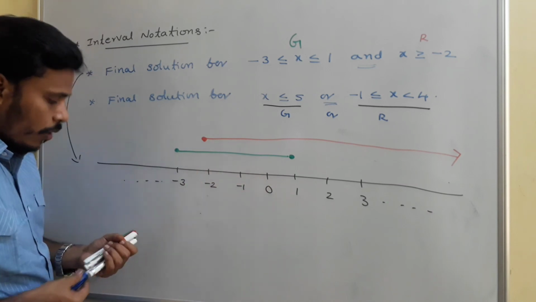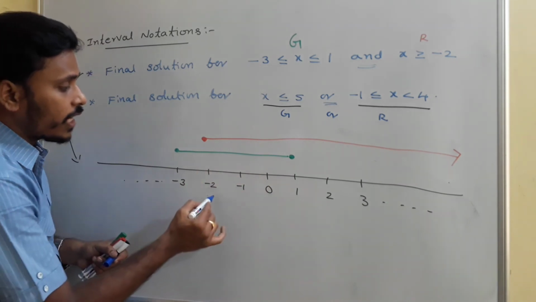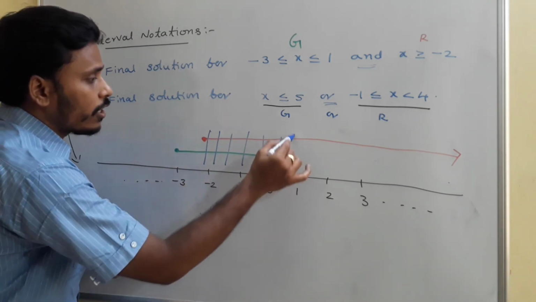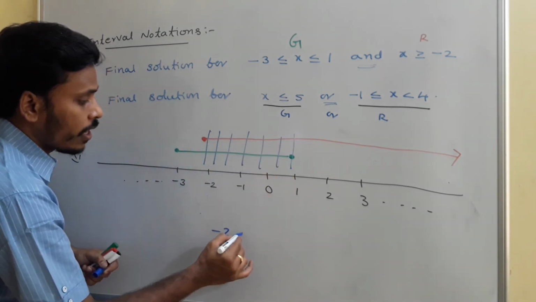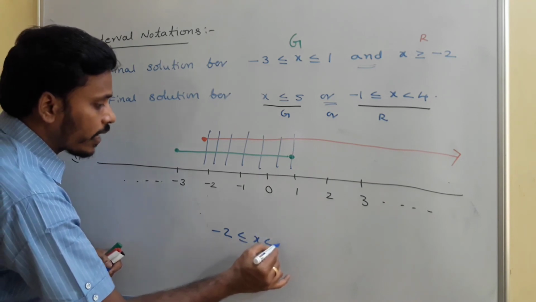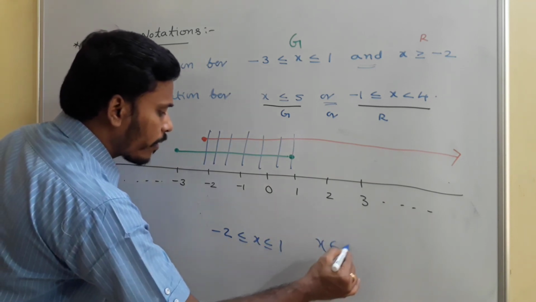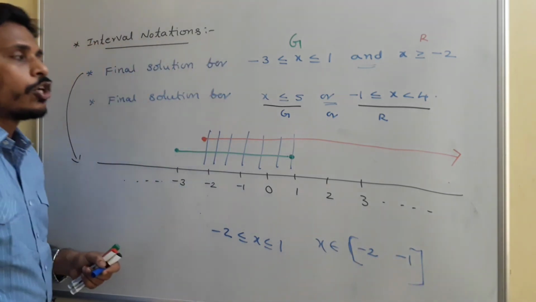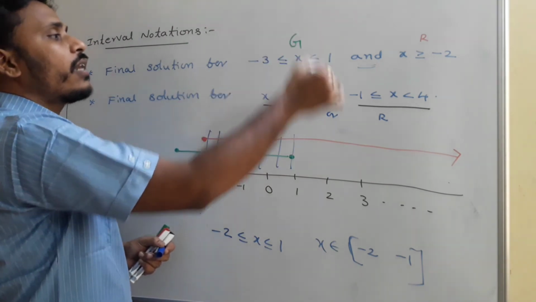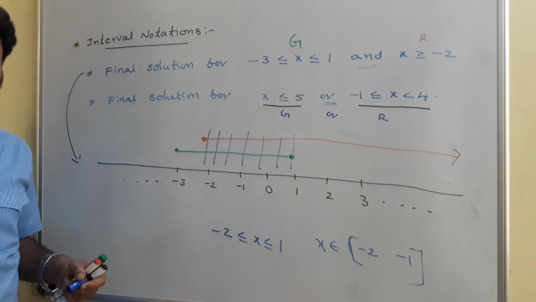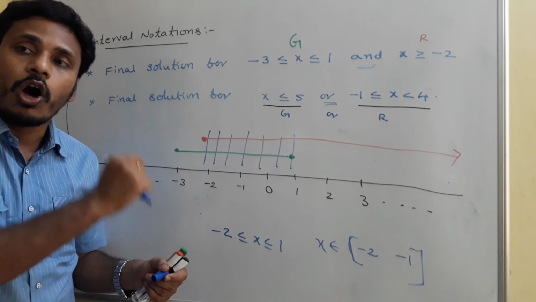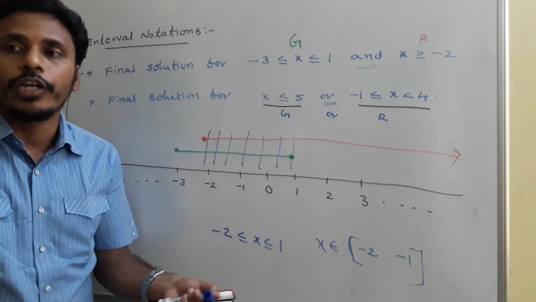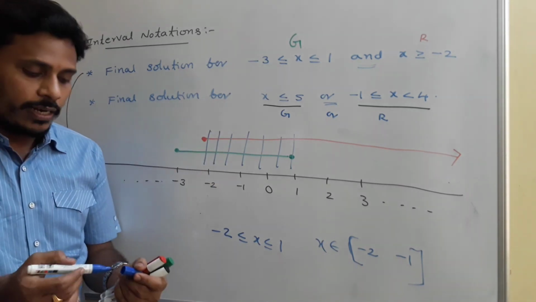Concentrate on this region, from -2 to 1, where both green and red colors are included. So the final solution here is -2 less than or equal to x less than or equal to 1. You may represent it like this: x belongs to the closed interval -2 to 1. So if the question is about the first solution and the second solution, you need to take the common part. If the question is about the first solution or the second solution, you need to think about either this one or that one. That means everything you need to consider for the second one. Okay, right. Just have a look.